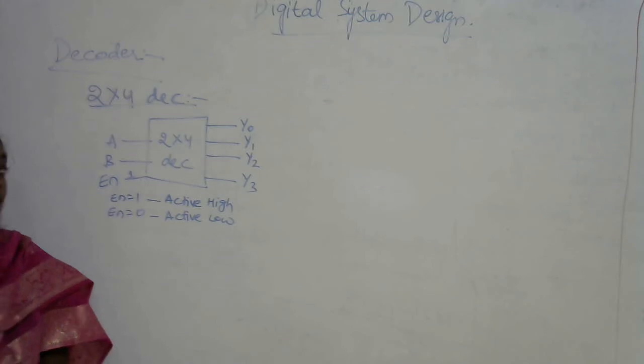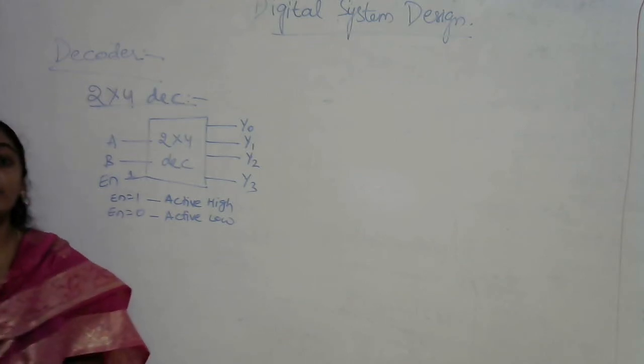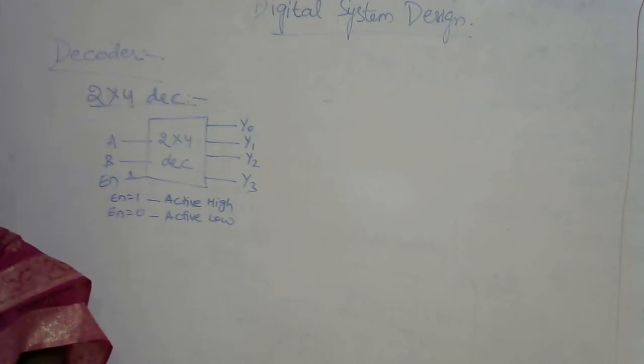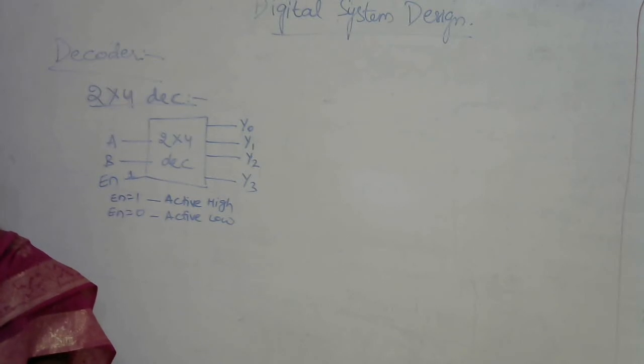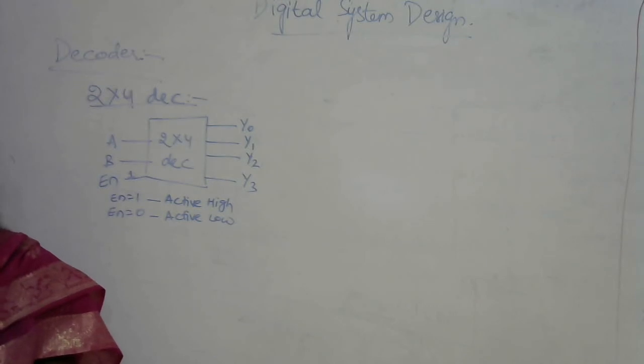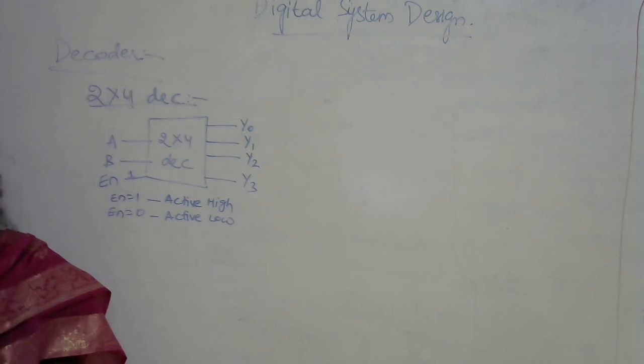Whenever we are dealing with an IC, the enable pin will always be in the form of an active low, because, as we have seen, among all the different types of logic gates, NAND and NOR gates are called universal gates. So in order to implement those, we will be using active low signals to function this IC.